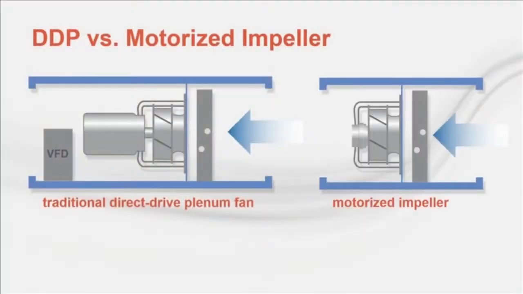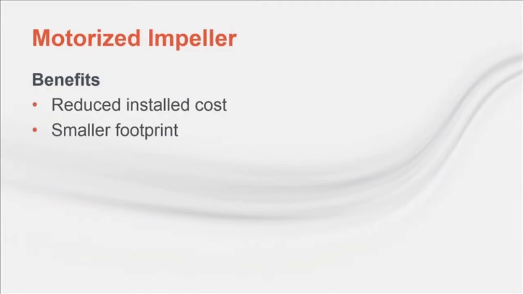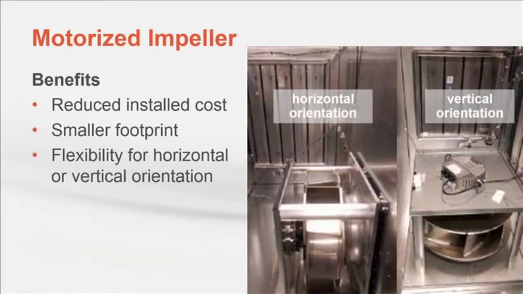A motorized impeller is a type of direct drive plenum fan that can help address these concerns. It's an integrated assembly that consists of a direct driven impeller, an electronically commutated motor, or ECM, and a variable speed drive all in one package, which results in a much shorter overall unit. This integrated assembly, along with the reduced length, often enables a motorized impeller to reduce installed cost and allow for a smaller footprint. Likewise, some applications require a vertical fan inlet orientation, something that a traditional direct drive plenum fan offering does not typically or cannot address.